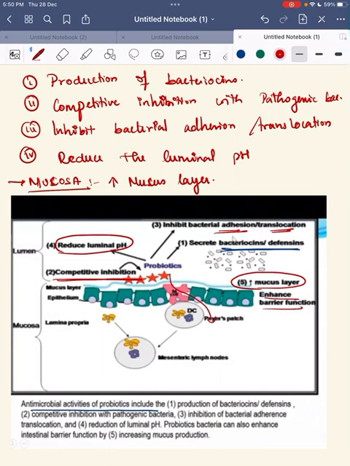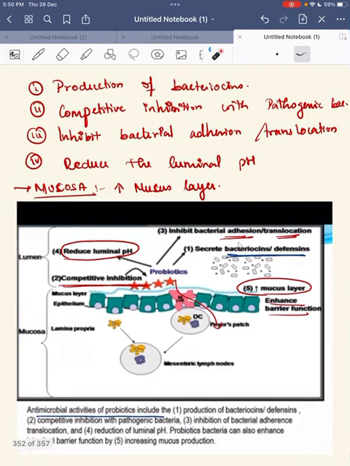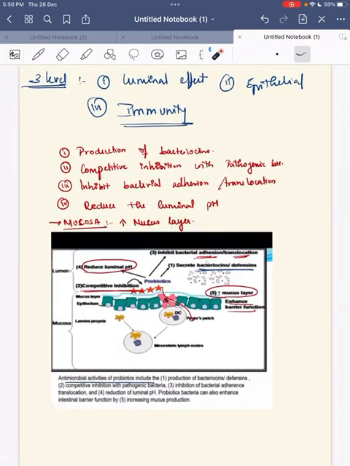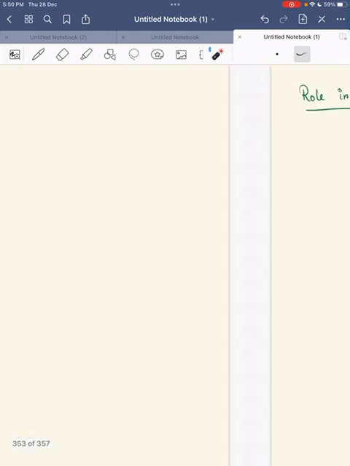So these are the primary and main mechanisms of how probiotics protect the gut of the child. To repeat: first is production of bacteriocins; next is competitive inhibition with pathogenic bacteria; next they inhibit bacterial adhesion and translocation; fourth they reduce the luminal pH; and in the mucosal layer they increase the mucosal thickness and enhance the barrier function. These are the main mechanisms of action of probiotics.